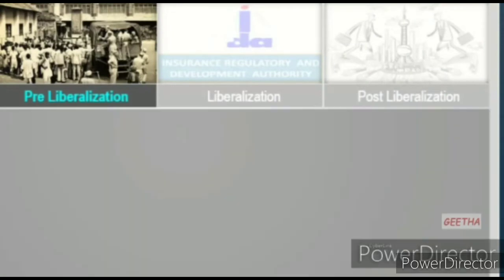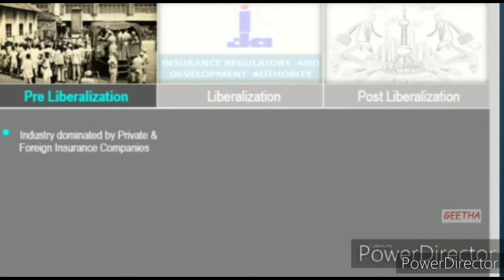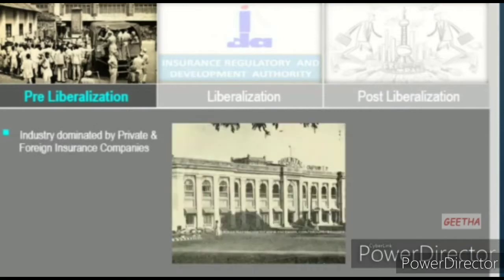Pre-liberalization is marked by the following events. In 1818, the first life insurance company was formed and named as Oriental Life Insurance Company in Calcutta. In 1938, Insurance Act was formulated to protect the interest of insuring public. In 1956, government took a major step to nationalize life insurance sector in India.